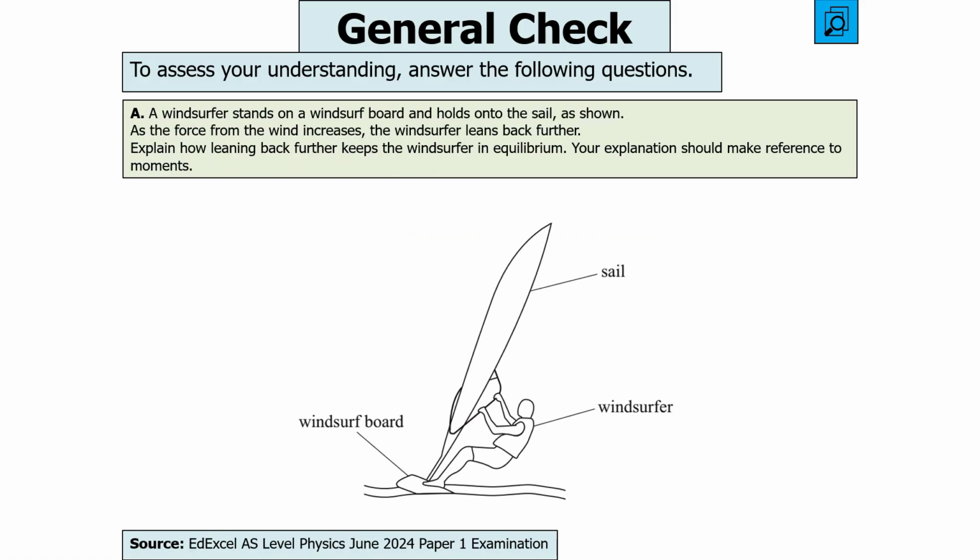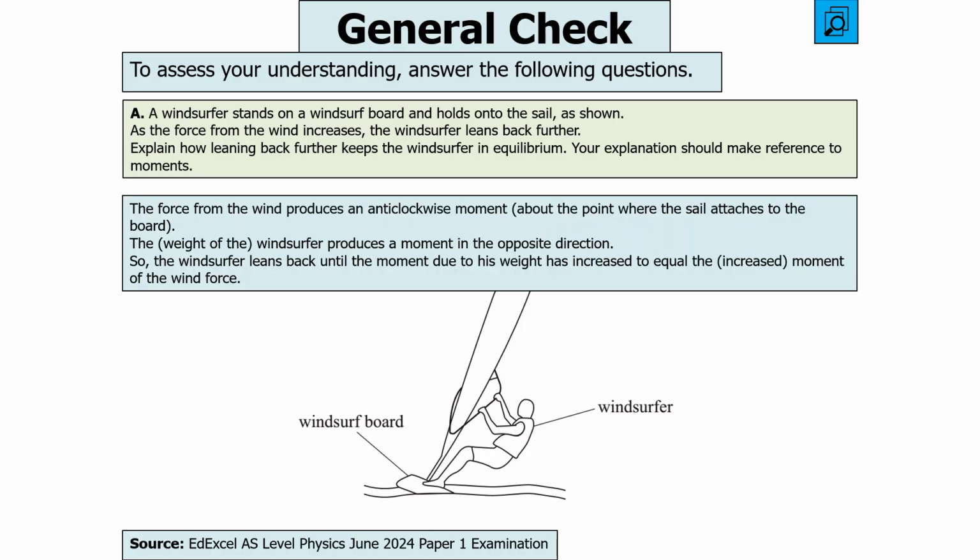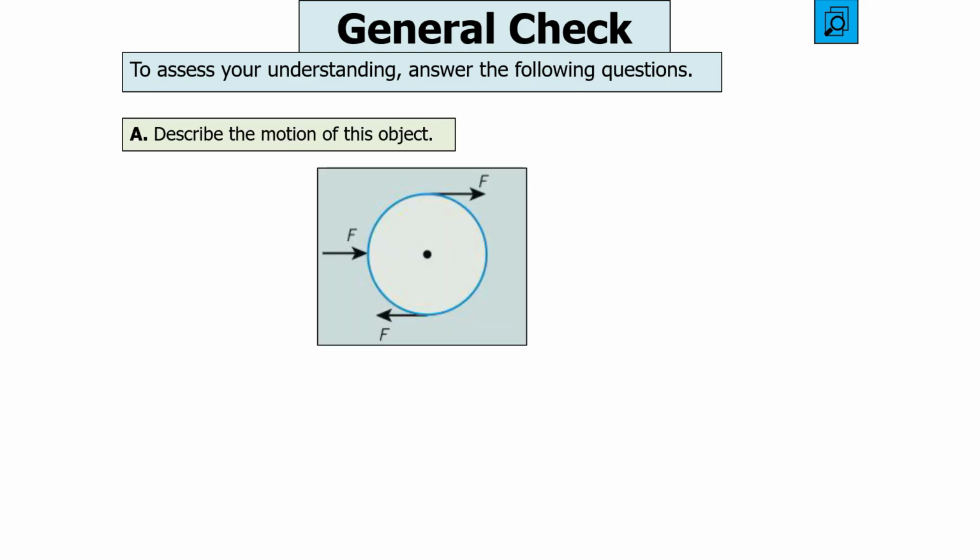A windsurfer stands on a windsurf board and holds onto the sail as shown. As the force from the wind increases, the windsurfer leans back further. Explain how leaning back further keeps the windsurfer in equilibrium. Your explanation should make reference to moments. The force from the wind produces an anti-clockwise moment about the point where the sail attaches to the board. So the weight of this windsurfer produces a moment in the opposite direction. So the windsurfer leans back until the moment due to his weight has increased to equal the increased moment of the wind force.